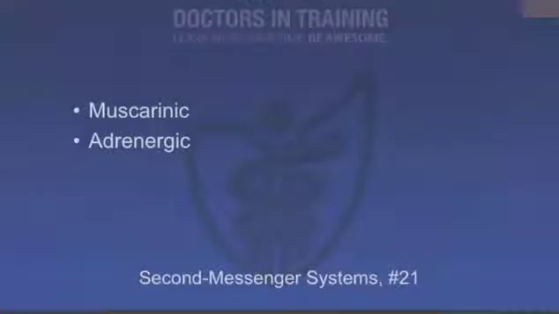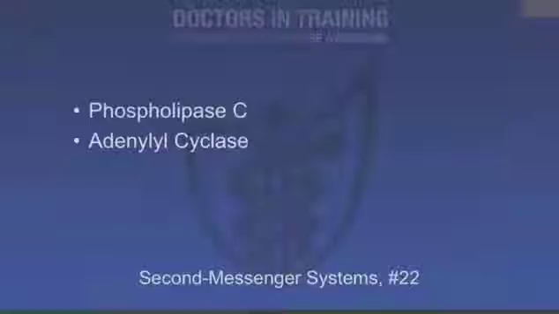In the autonomic nervous system, muscarinic receptors and adrenergic receptors are both linked to G proteins. Now there are a lot of different enzymes that G proteins can either activate or inactivate to go on to produce these second messengers. The 2 in the autonomic system are phospholipase C and adenylyl cyclase.